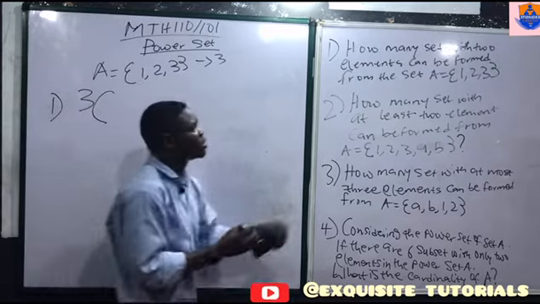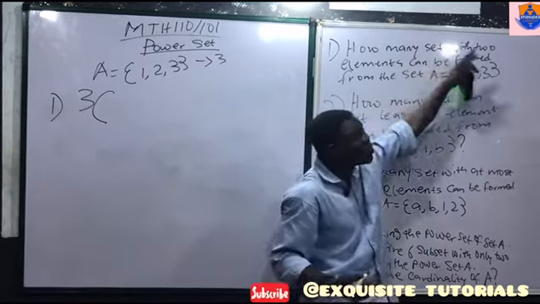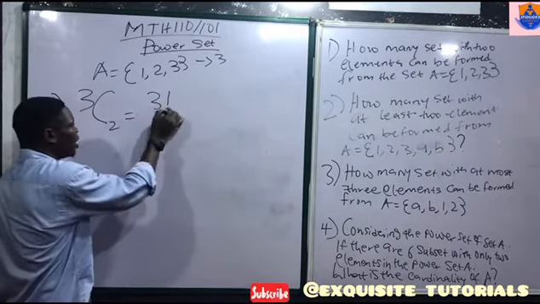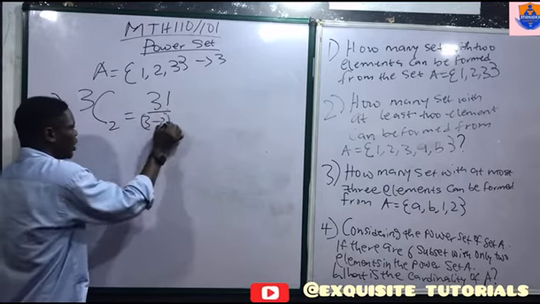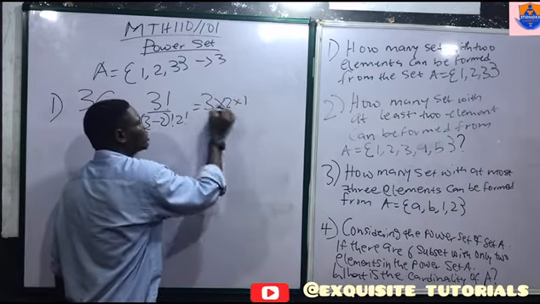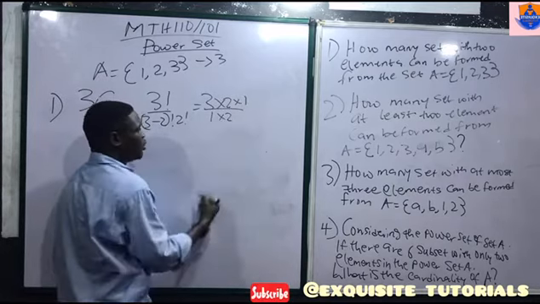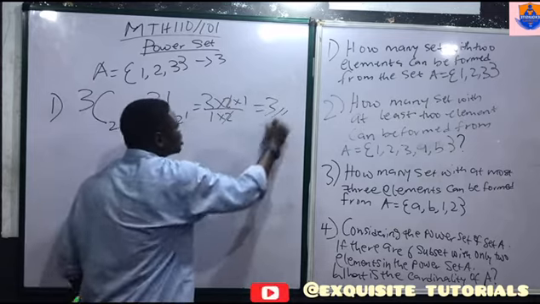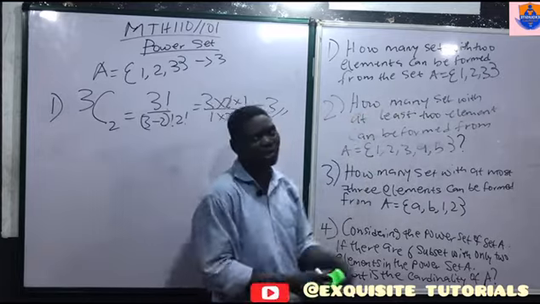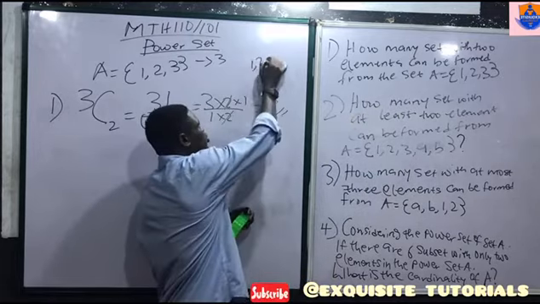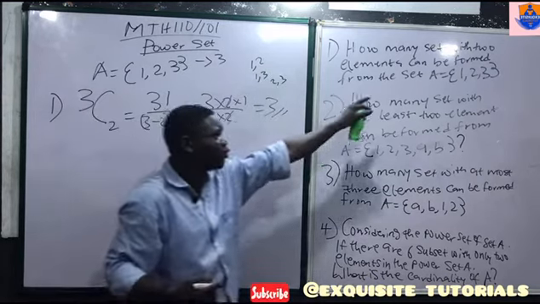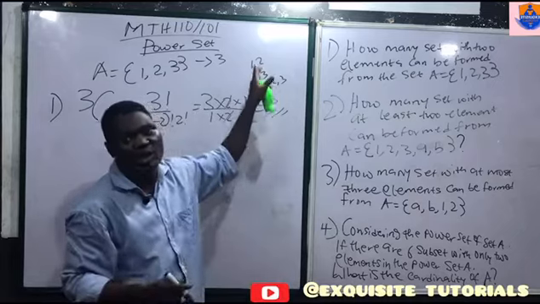They said how many subsets with 2 elements, so we are working with 3 combination 2. So this is 3 factorial all over 3 minus 2 factorial times 2 factorial. So this is 3 times 2 times 1 all over 1 times 2 factorial. This one cancels. We have 3. So this means that there are 3 subsets with only 2 elements. Let's list those 3 subsets. We have 1 and 2, we have 1 and 3, and we have 2 and 3. These are the 3 subsets you can form that have only 2 elements.